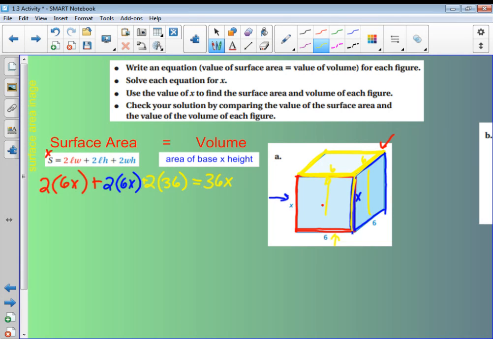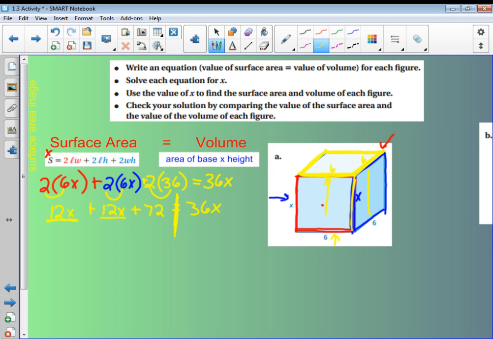Okay, so now I'm going to simplify my front half or my left half here. So here, I've got 2 times 6 is 12x, plus 2 times 6 is 12x, plus 2 times 36 is 72, equals 36x. Okay, so I can simplify a little more, and I can use combining like terms. Some of you are wanting to shift those and get rid of them individually, but when it's the x, it does not work to do that. So we're going to go ahead and combine these and simplify the left side of our equal sign.